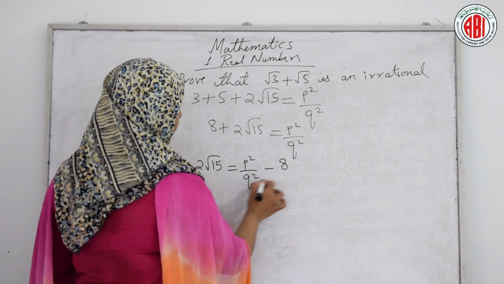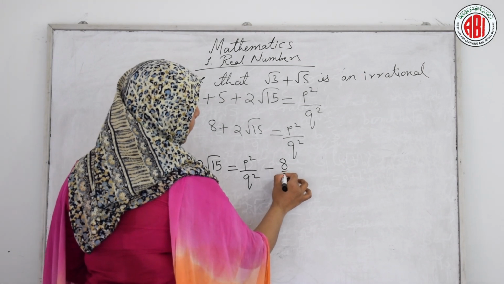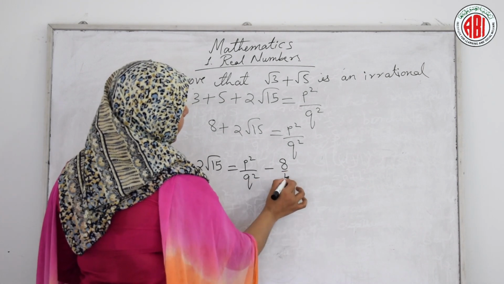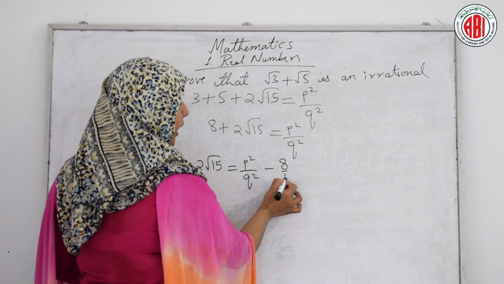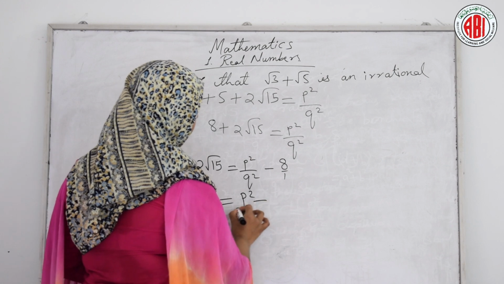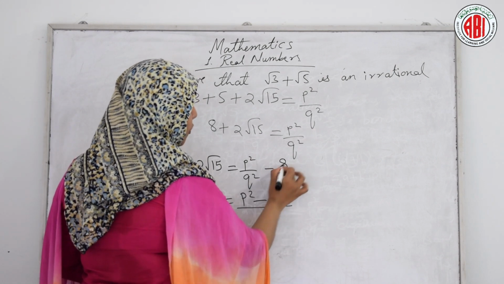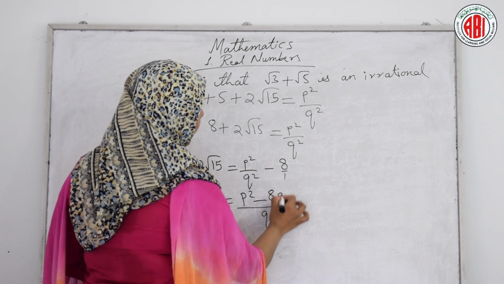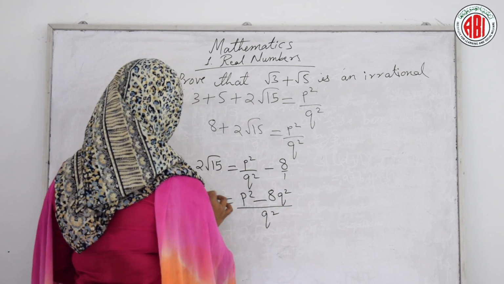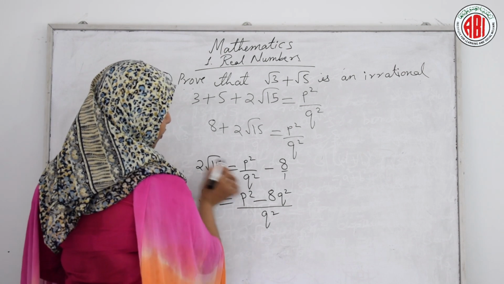Okay, next is what we will do. The denominator of 8 is nothing but 1. So here we will take the LCM of q square and 1, which is q square. So this is p square minus whole divided by q square. We will multiply this q square into 8, 8 q square root 15, and along with that this 2 also we will shift here.